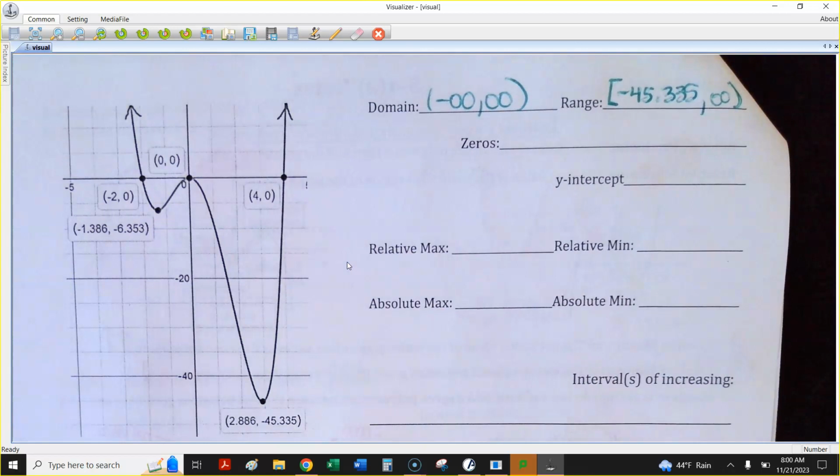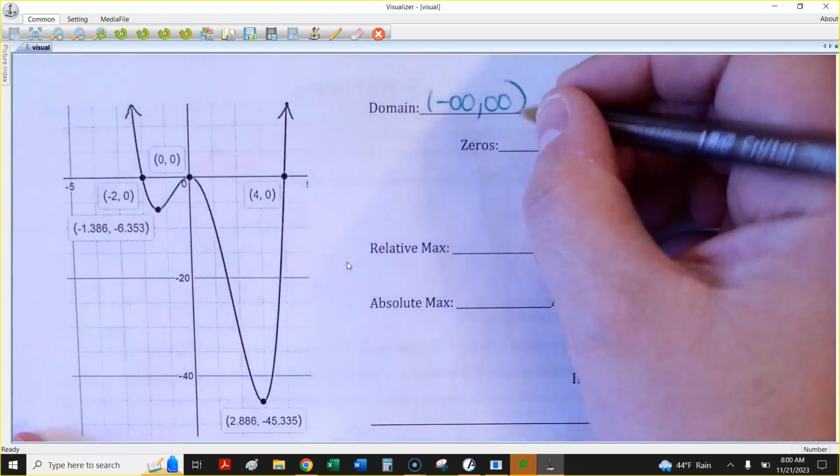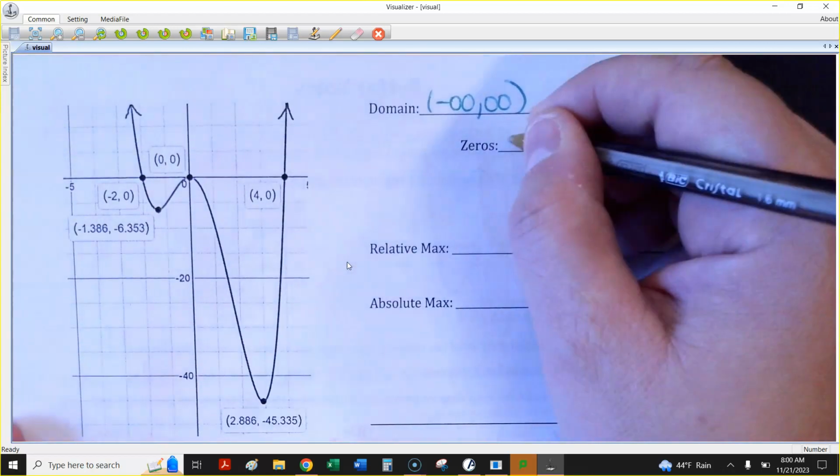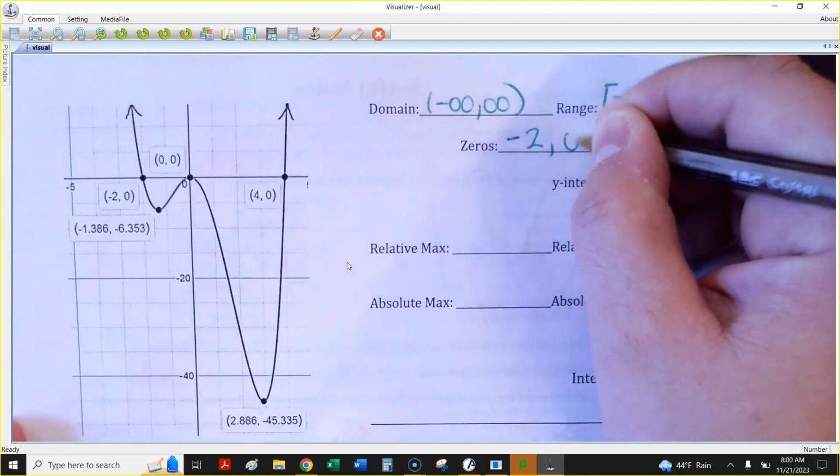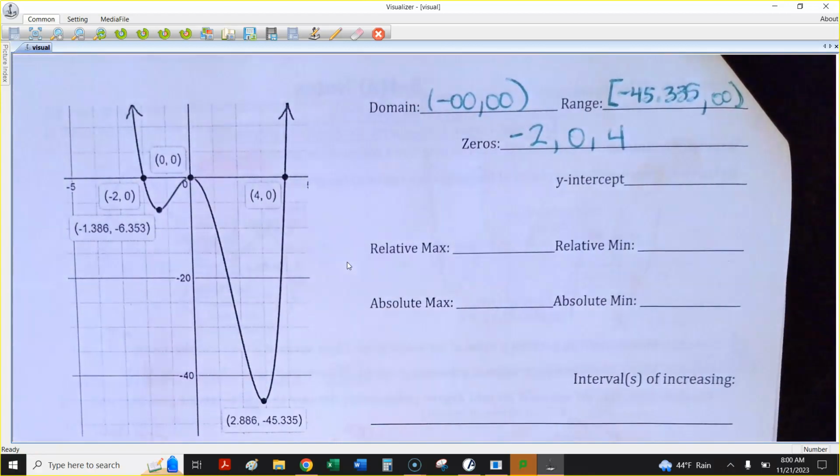All right, now the zeros, we can list these really quickly. So we cross the x-axis or touch the x-axis at -2, 0, and 4. This is really tricky. What is the y-intercept for this graph? It's the origin. Yeah, it's (0, 0) here.